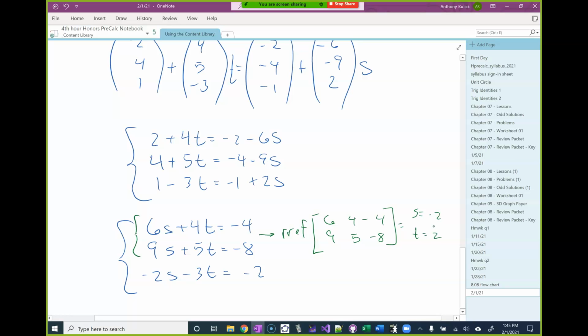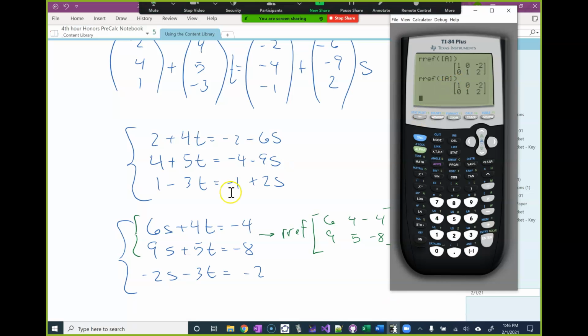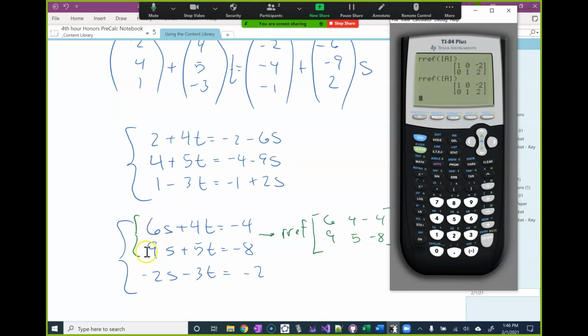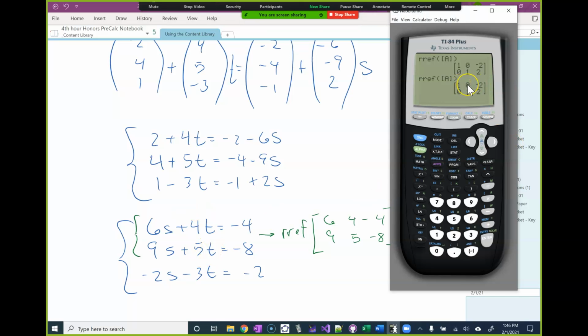Yes, sir. How do you know that the top one is S? Because if you look at the first row, I said the first column was where my S's went. The second column was where my T's went. So if I read the first row, it says 1S plus 0T is equal to -2.